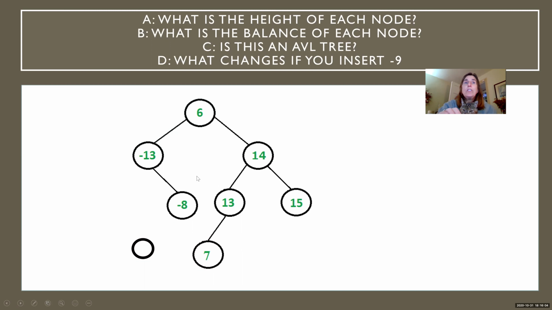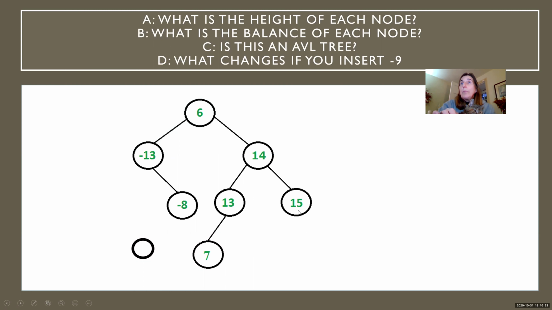What is the balance of each node? Well, the leaves are always going to be 0 because they have no children to the left and no children to the right. So they're going to be 0. So this balance is 0. Here, this balance is negative 1 because it has 0 height to the left and 1 height to the right. So that's negative 1. Here, this one has a balance of 1 because this has 1 and this has 0. So 1 minus 0 is 1.